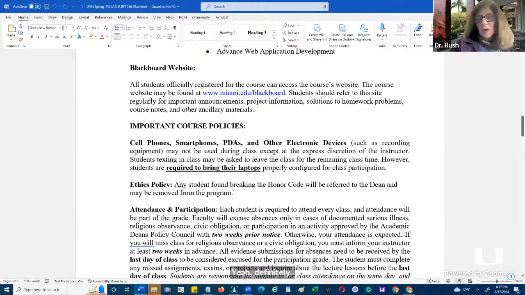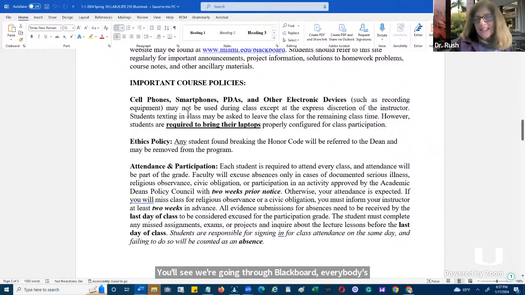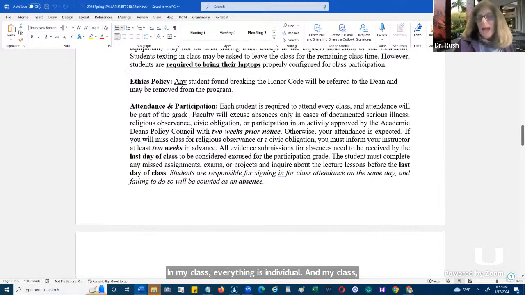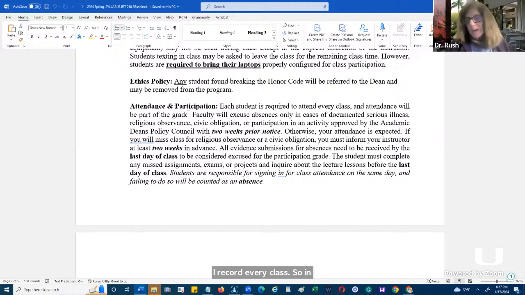You'll see we're going through Blackboard. Everybody's familiar. Course policies. In my class, everything is individual. In my class, it's the opposite. You're required to bring your laptops. You're required to have your camera on. And recordings, I record every class. So in that case where people say they don't want recordings, you can see I record multiple different ways for us to work with it and see how AI can even help in part of the recordings.